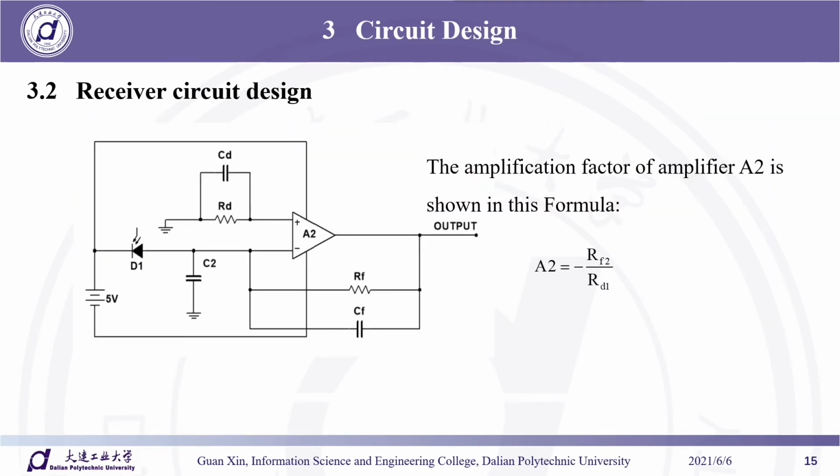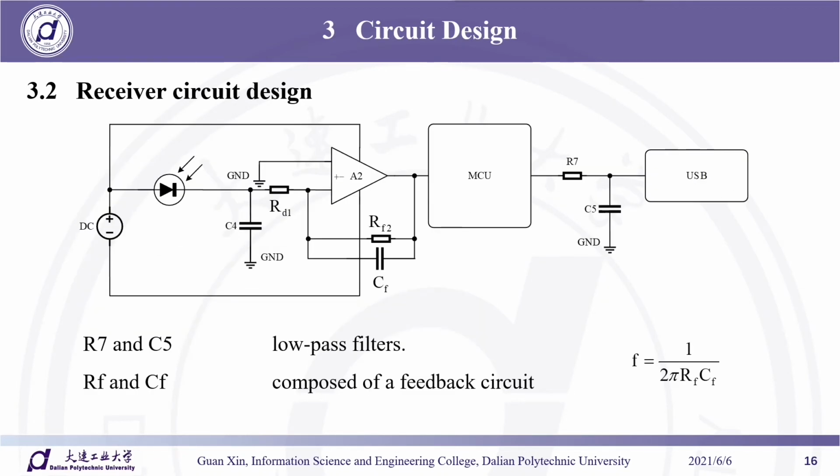The amplification factor of amplifier A2 is shown in this schema. The overall system principle diagram of the receiving end is shown in this figure. Among them, R7 and C5 compose a low-pass filter. Two functions are realized in the circuit of this design. One is to amplify the photodetection diode electrical signal, and the other is to filter.